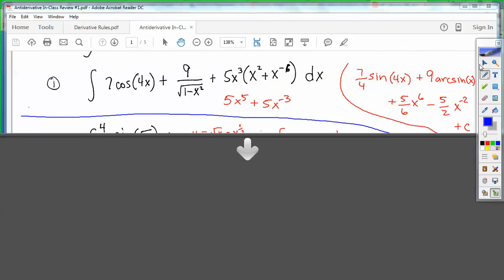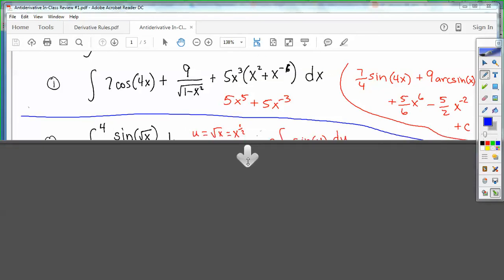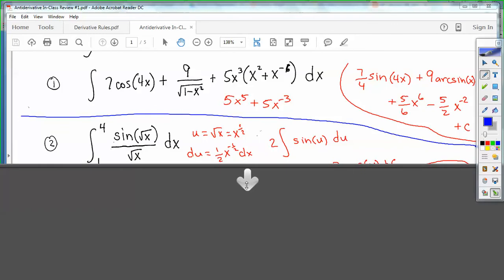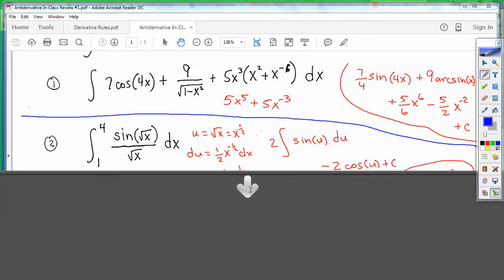Okay, and then we did u substitution, right? What did you pick on the second one? What did you let u equal? Square root of x, or x to the 1/2. Let u equal that. And so the du would be 1/2 x to the negative 1/2, which is 1/2 over square root of x, which is what's sitting right here, except for the 1/2.